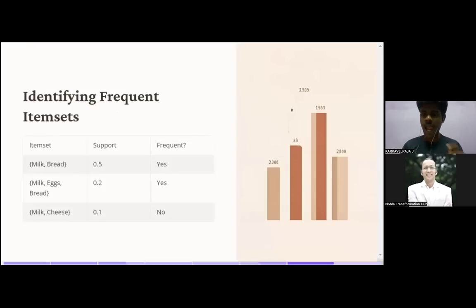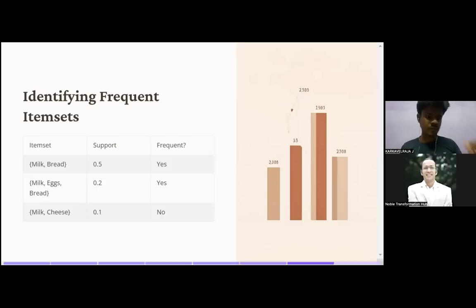Perfect. Now, identifying frequent item sets. Let's see: item set, support, and is it frequent? Milk, bread: support is 0.5. Milk, egg, bread: support is 0.2. Milk and cheese: 0.1. Let us consider that our support should be greater than 0.1 to be considered a frequent item set. Milk and bread has a support of 0.5, so it is a frequent item set. We can mark it as yes.